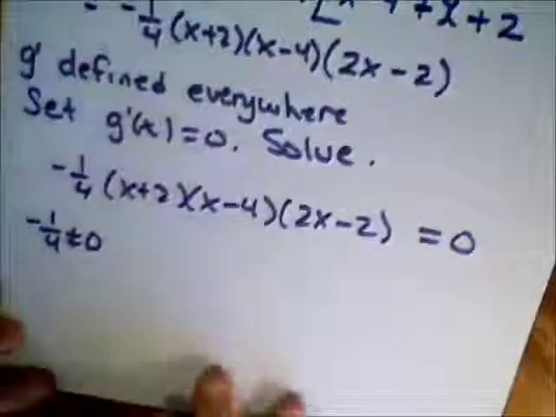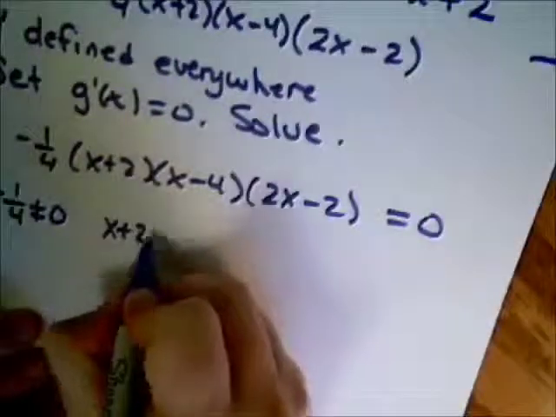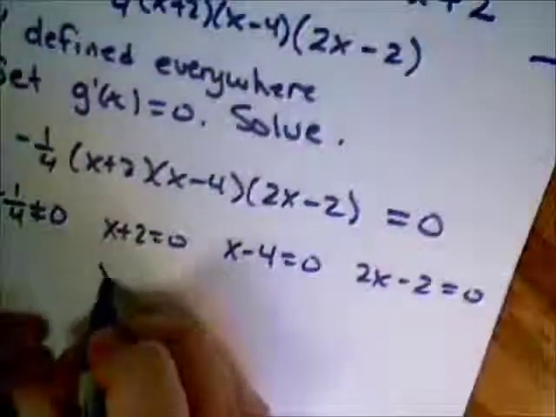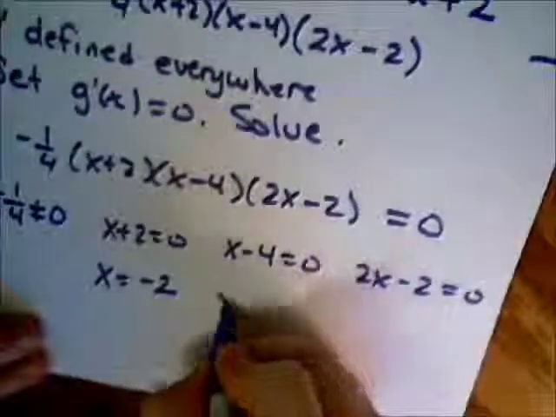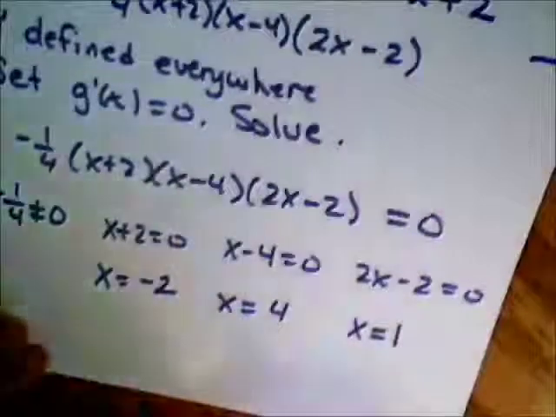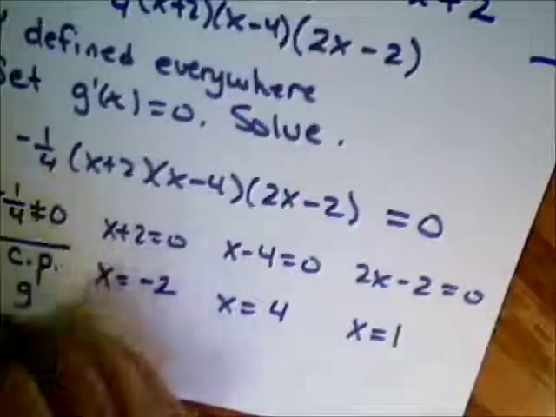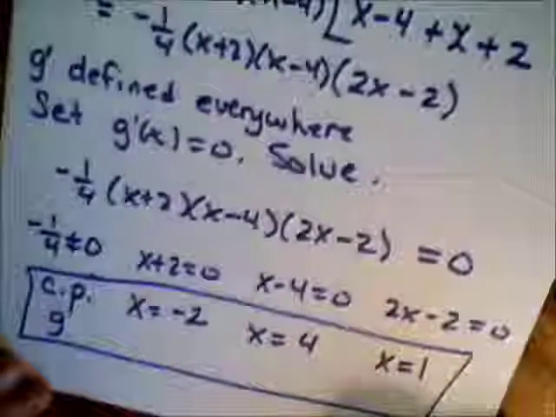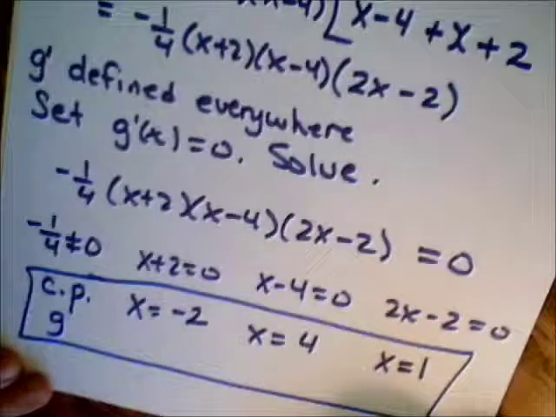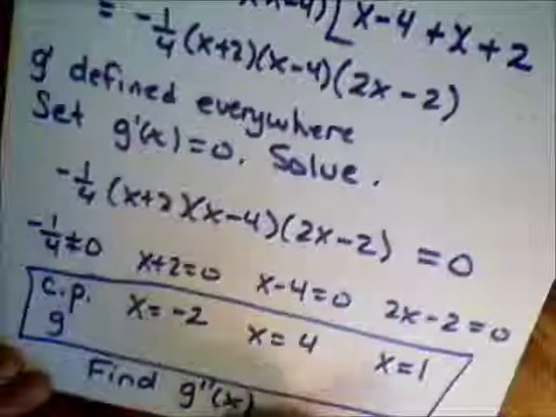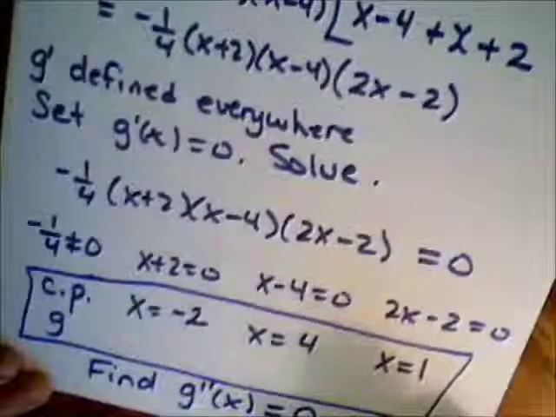And clearly the coefficient can't be 0 because that's a constant. But the other linear factors we can set equal to 0. And we have found our zeros of the first derivative: -2, 4, and it looks like also 1. Critical points of g. Okay. So we may stop the video here, and when we return in part 2, we can find where the second derivative equals 0, and that'll be possible points of inflection.